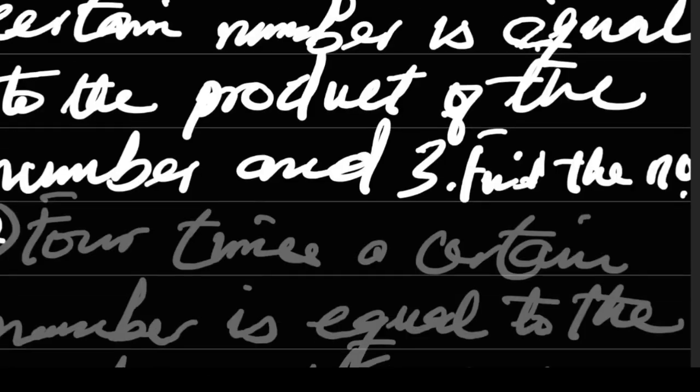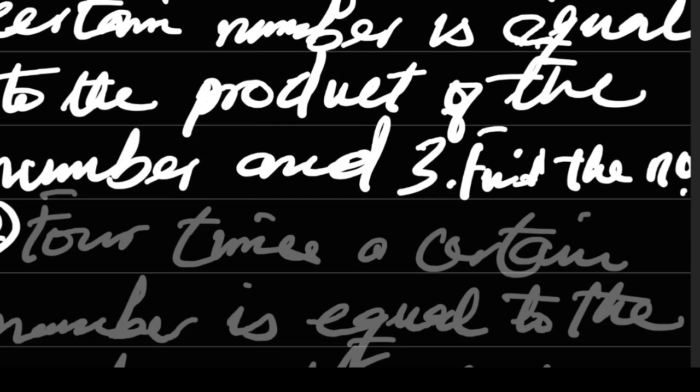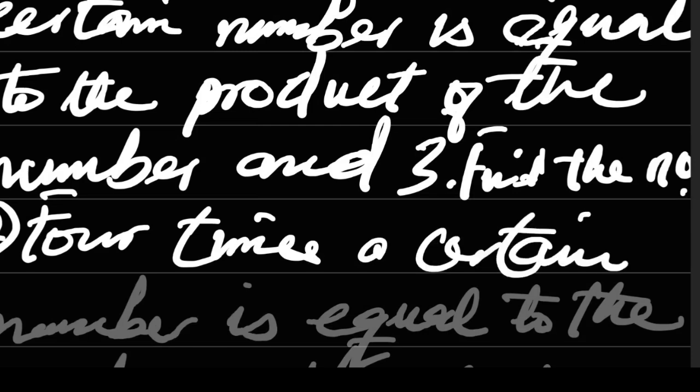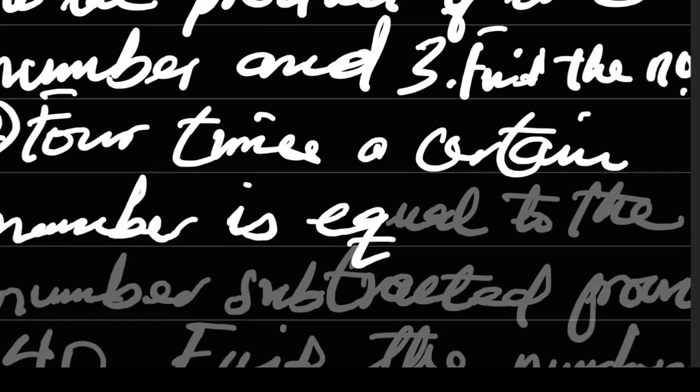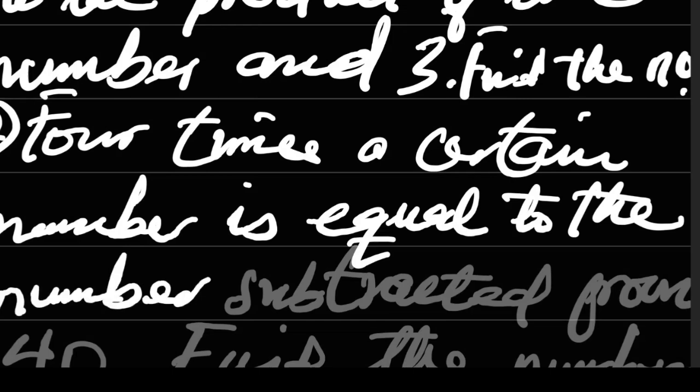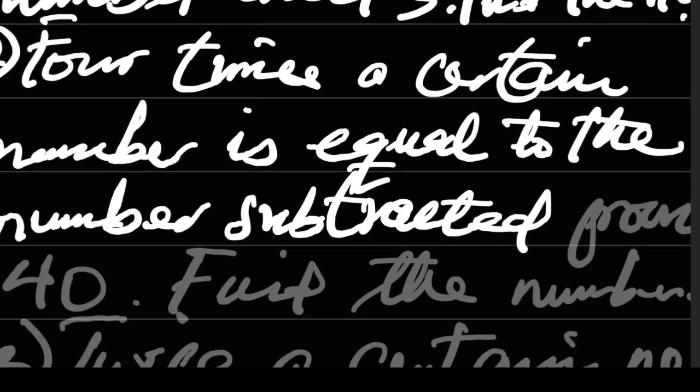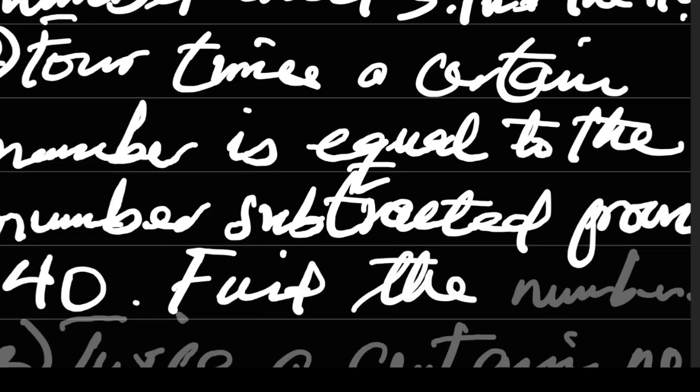Question number 2. 4 times a certain number is equal to the number subtracted from 40. Find the number.